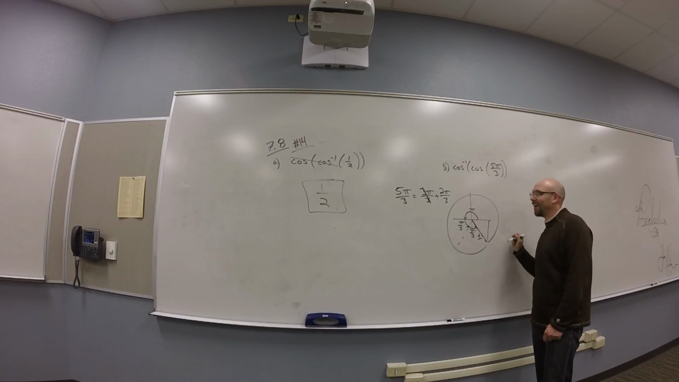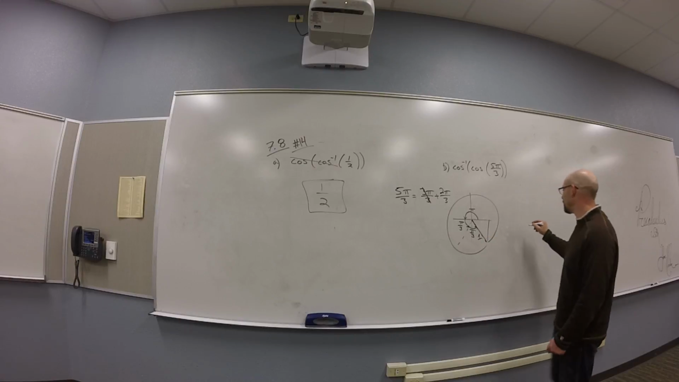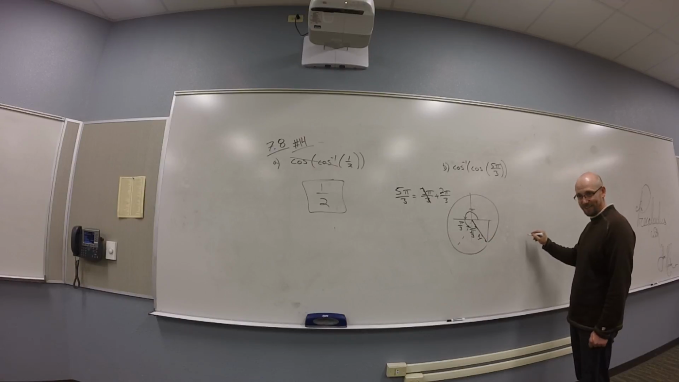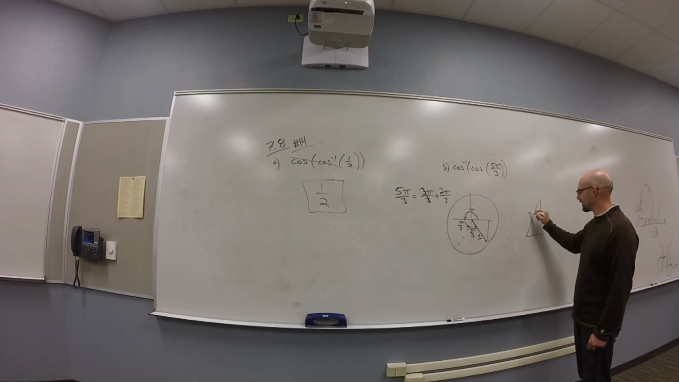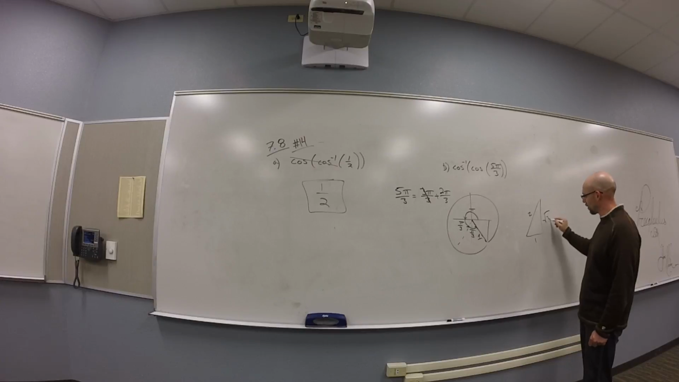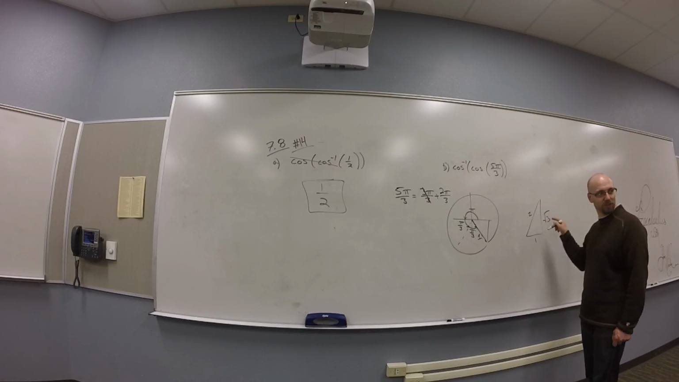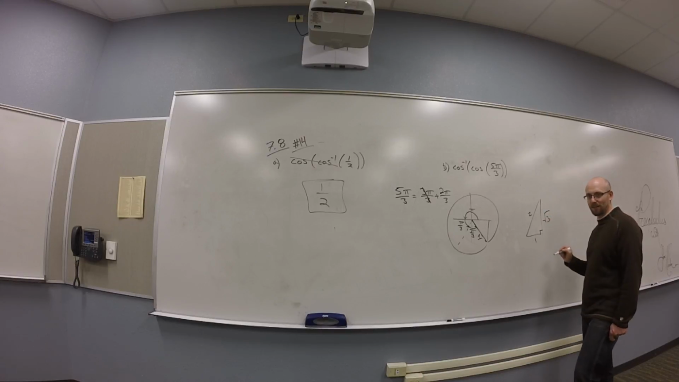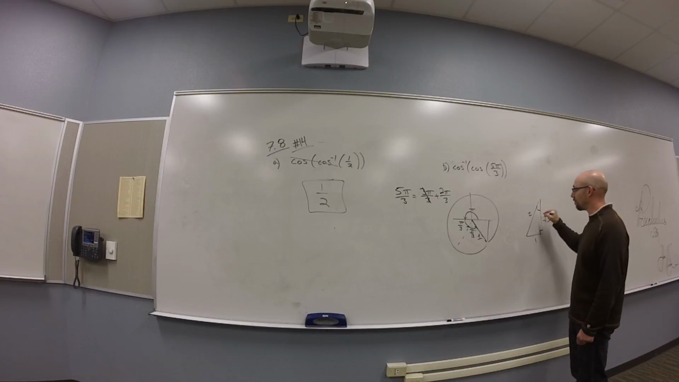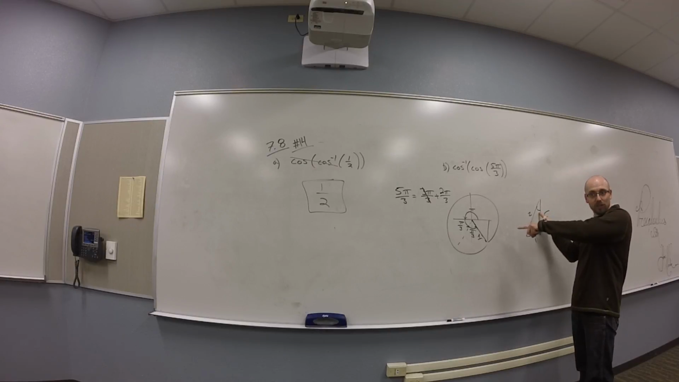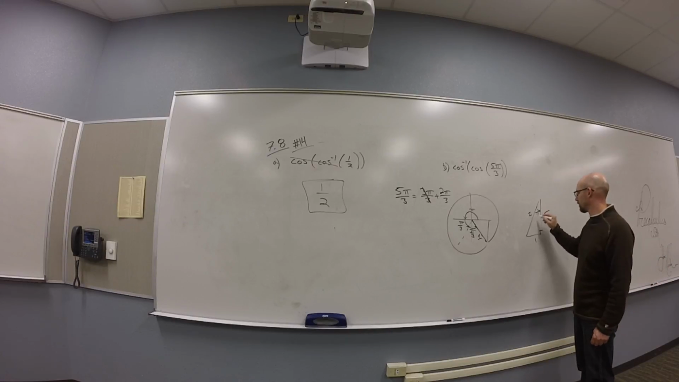So on some level, we should be thinking about the 30, 60, 90 triangle, which is what you're doing. The 30, 60, 90 triangle has sides 2, 1, and square root of 3. The hypotenuse is 2, there's a 90, and the 30 is up at the top. I'm working in radians. What's 30 in radians? Pi over 6. And that makes this one pi over 3.